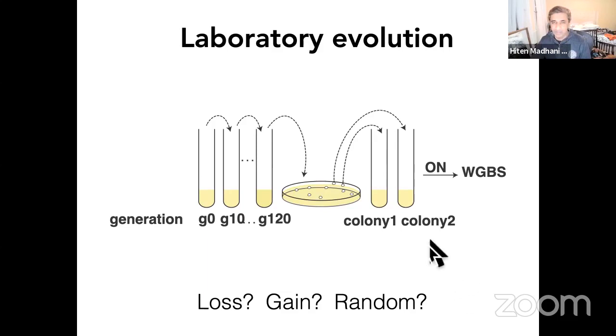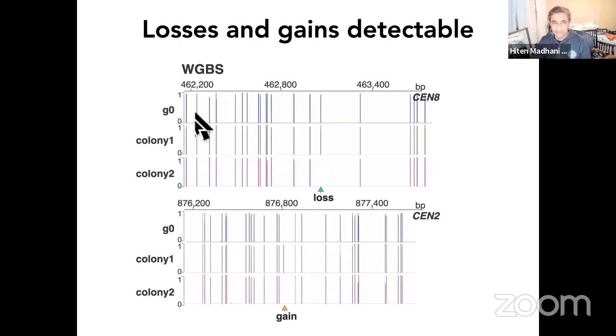it was random. And so here's an example of part of a centromere, and the vertical bars show you where cytosine methylation is in this region. And what you can see is an example of where in the parent there was DNA methylation. In one of the colonies, it was maintained, but in another colony, this particular site was lost.